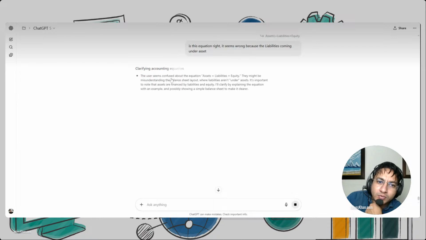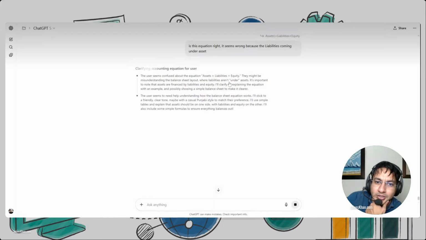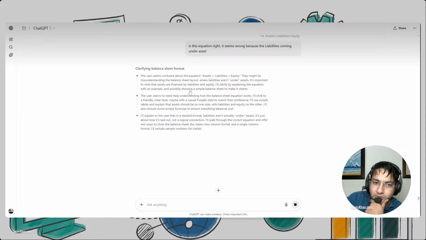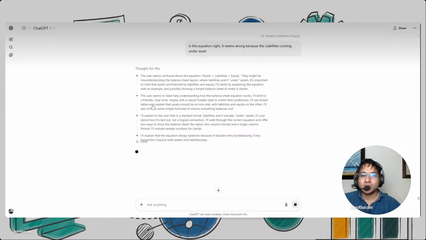The user seems confused about the equation. They might be misunderstanding the balance sheet layout where liabilities aren't under assets. It's important to note that assets are financed by liabilities and equity. I will clarify by explaining the equation with an example and possibly showing a simple balance sheet to make it clearer. The user seems to need help understanding how the balance sheet equation works. I will stick to a friendly, clear tone, maybe with casual Punjabi style, to match their preference.